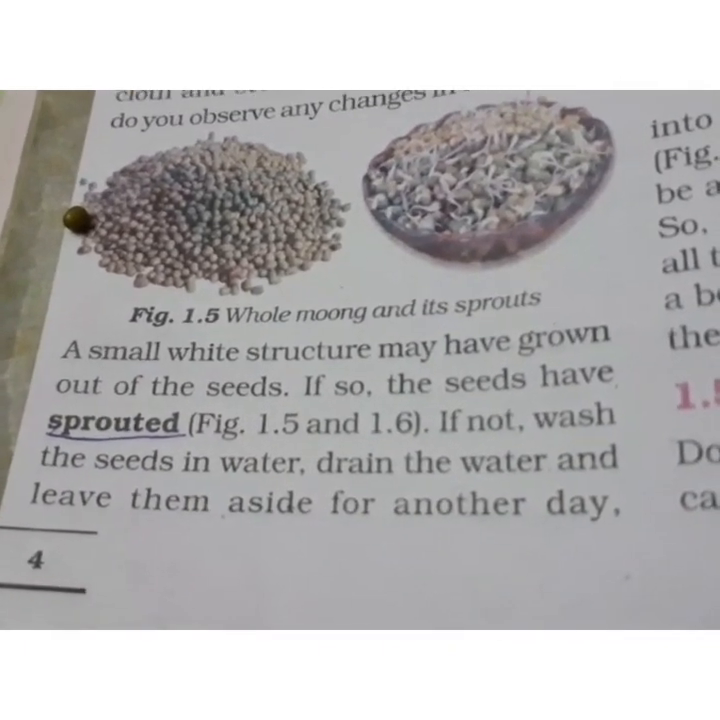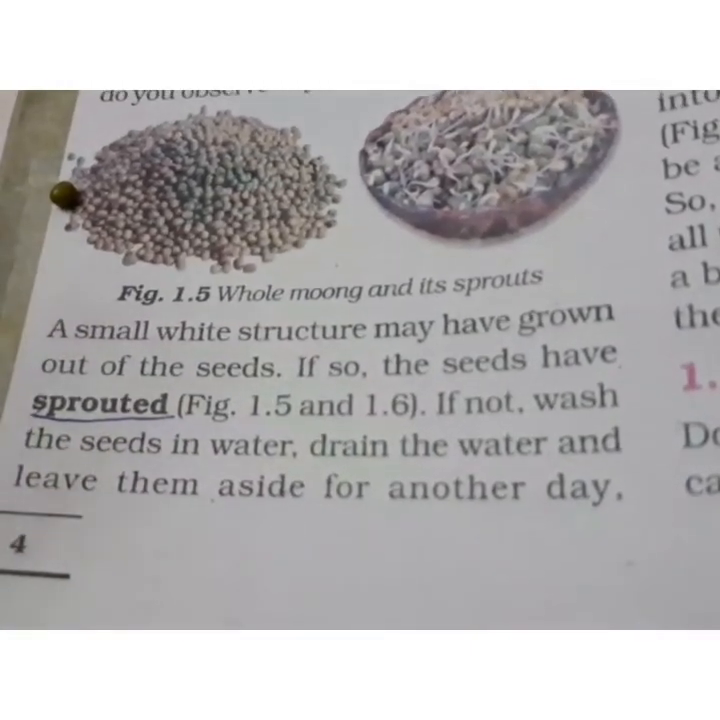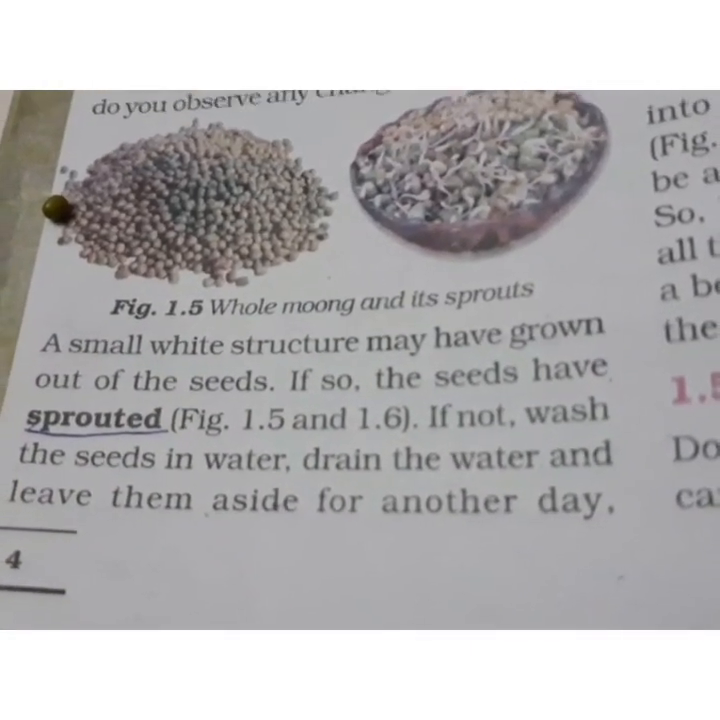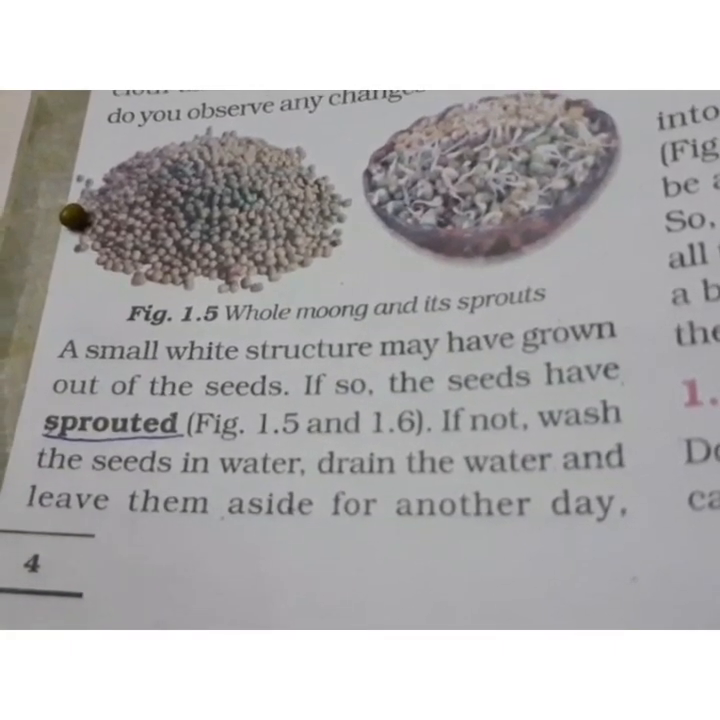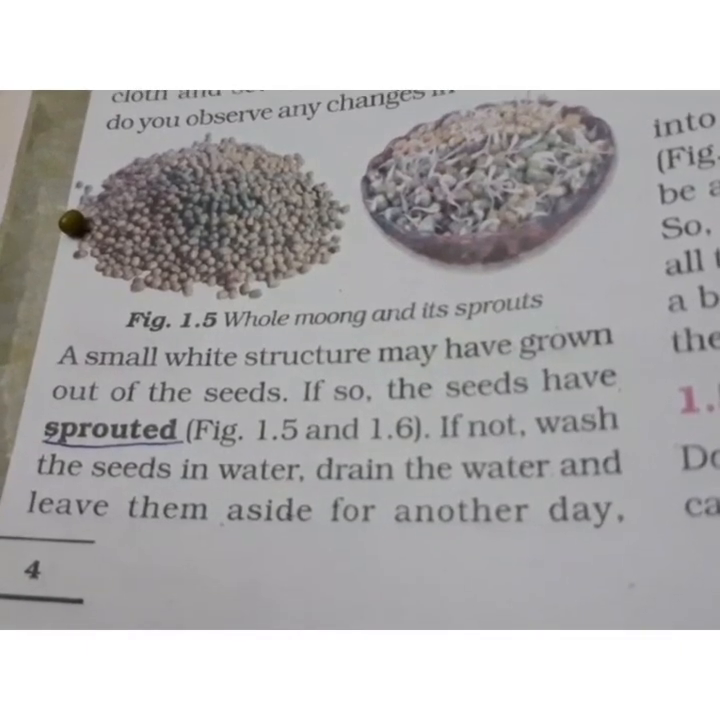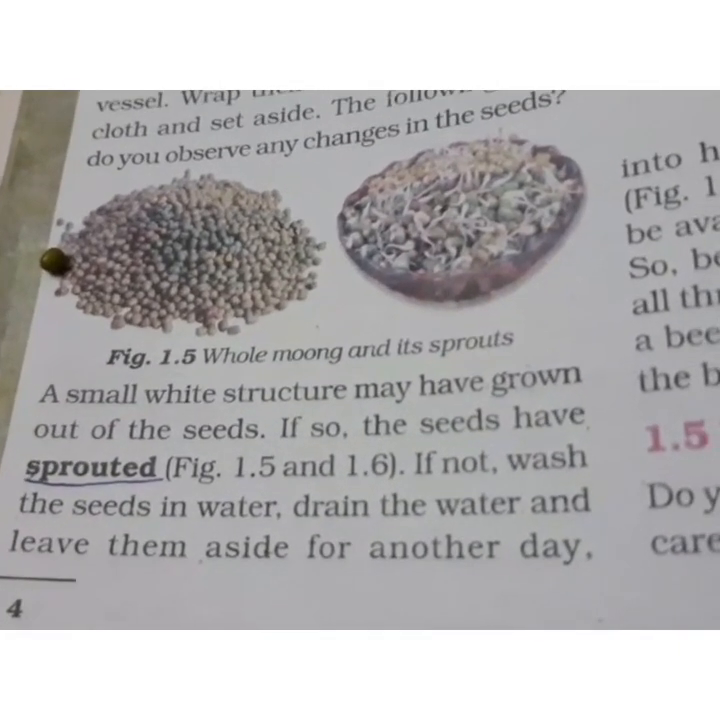कभी कभी ऐसा होता है एक दिन में sprouts निकल आते हैं, कभी कभी it can take more time depending upon the temperature and the humidity also. So if in one day you don't see those white tiny structures coming out of the grain, then keep it again for the next day and wash it and then keep it again for one more day. You can see the sprouts coming out.